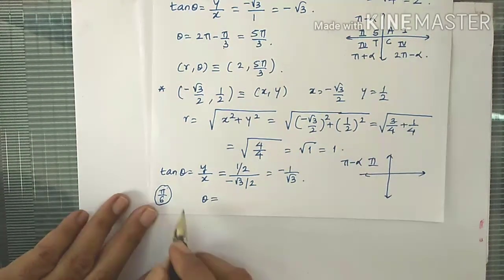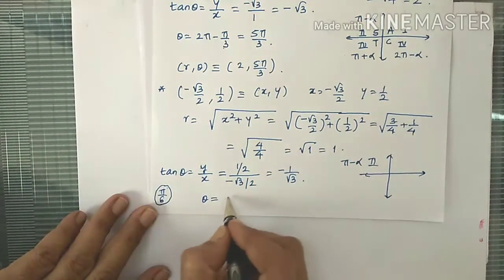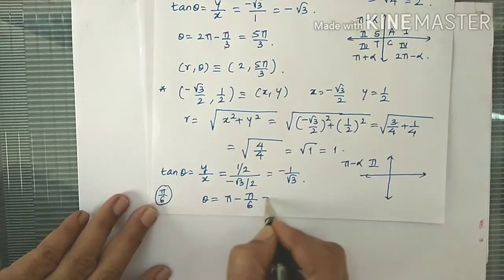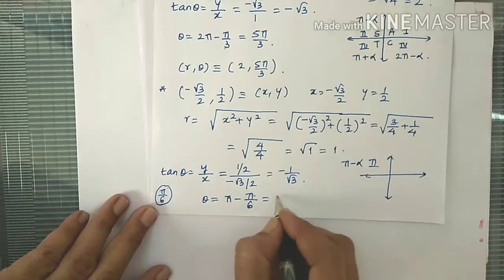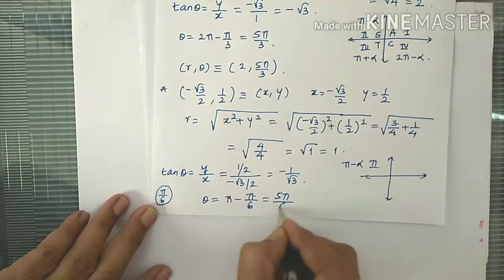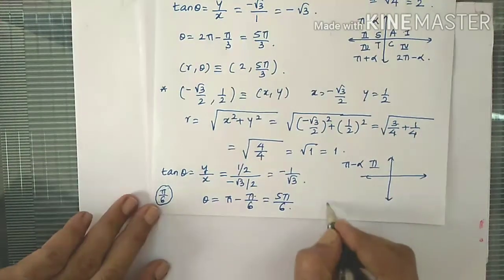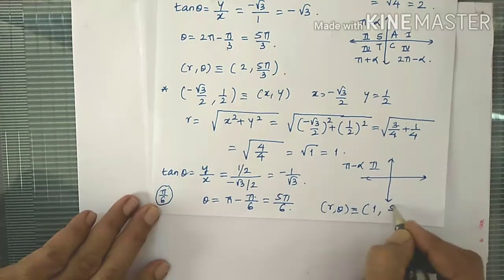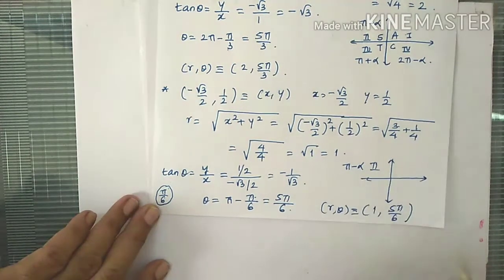And what is our alpha? Alpha is pi by 6. So value of theta is pi minus pi by 6. That is 6 pi minus pi, that is 5 pi by 6. So r theta is 1, 5 pi by 6. Okay.